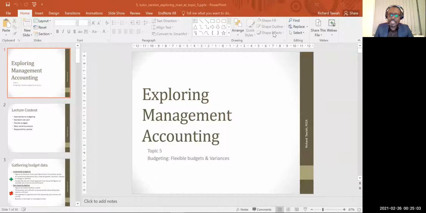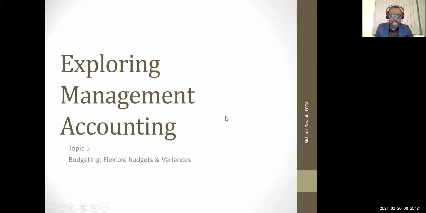Okay, so budgeting, ideally, we call for it to allow some room for flexibility, okay? So that we can always try to work out some variances and see where we can improve as an organization, okay? So let's take a deep dive into the flexible budget.